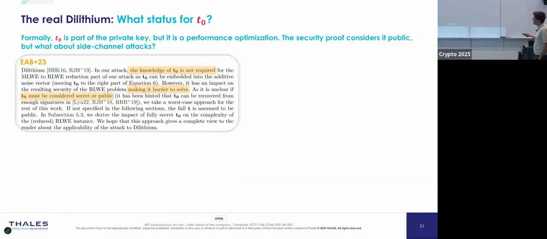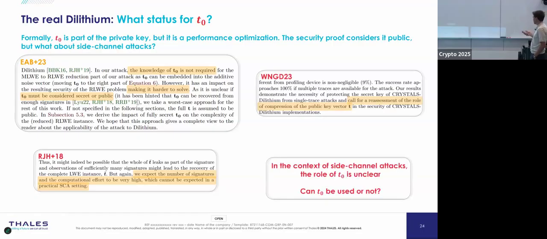But on the side channel side, if we look at the side channel literature on attacks on Dilithium, a lot of papers do not know if it is reasonable to suppose that T0 can be used by an attacker to mount an attack against a Dilithium implementation. Some papers consider that it cannot be expected to recover T0 in a side channel setting. Some papers do both their attack, knowing or not T0, and even some papers ask for a reassessment of the role of the compression key for the security of Dilithium implementations.